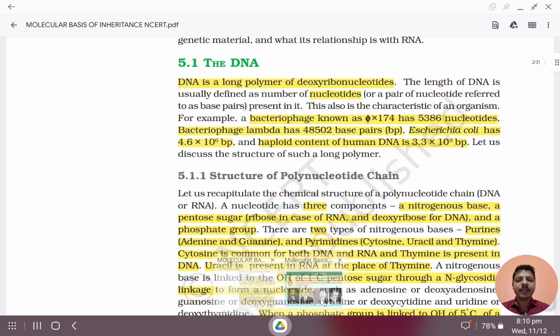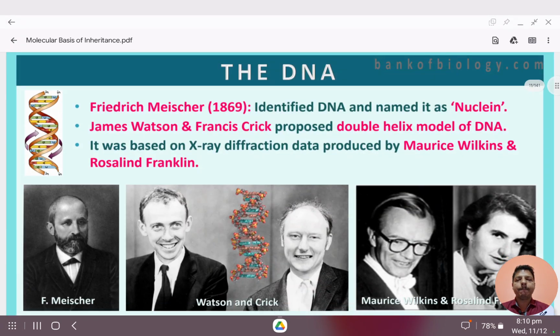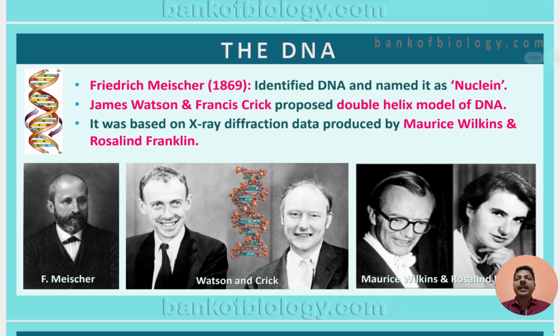Let's see what the PDF says here. First of all, Friedrich Miescher in 1869 identified DNA and named it nuclein. Remember, nuclein in 1869. James Watson and Francis Crick proposed the double helix model of DNA. As you can see, it is the double helical structure. It is the one single helix, and it is the second helix. And who proposed it? James Watson and Francis Crick. It was based on X-ray diffraction data produced by Maurice Wilkins and Rosalind Franklin.